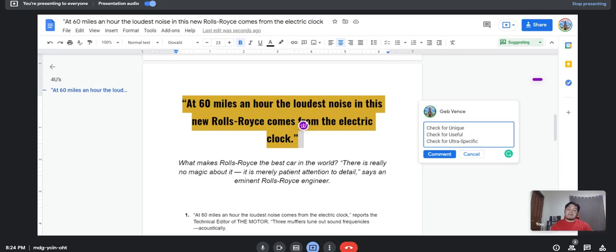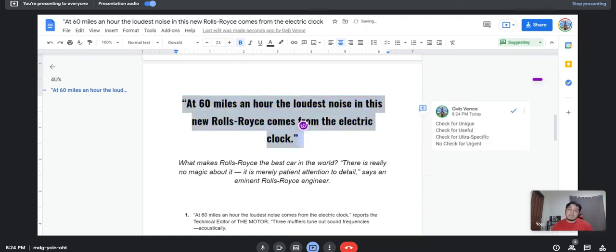Okay? Next, is it urgent? So no, this is not urgent. That means it has only three checks for the 4 U's, which is not bad, because not every criterion can be checked in every headline to grab attention. You're just looking at this as a guide. Okay, that's one. Next, we're going to go to Clayton Makepeace.